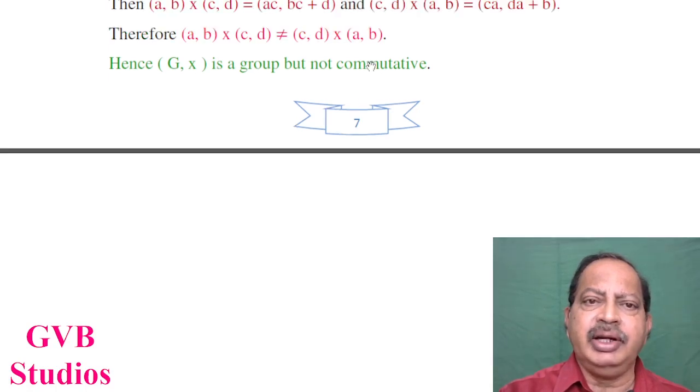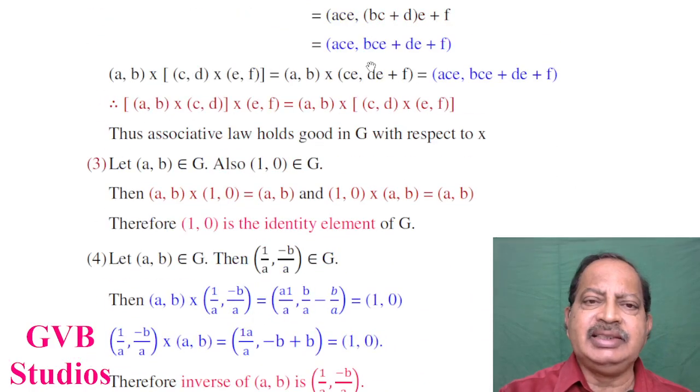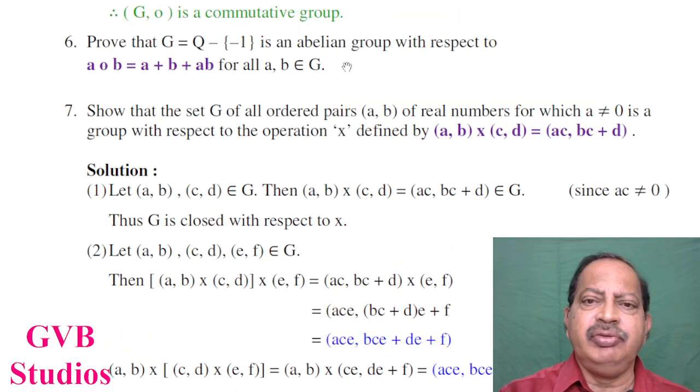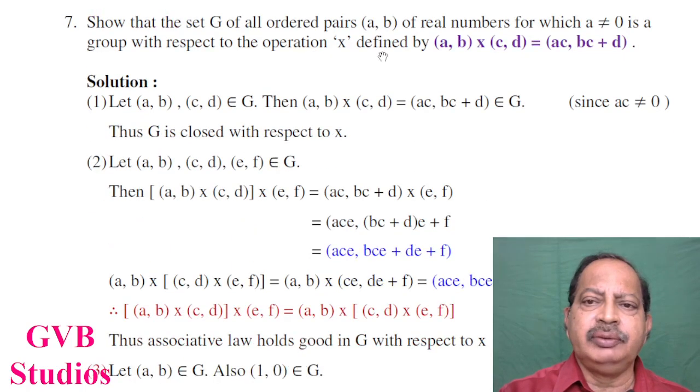This is one important example. If anyone asks, give an example of a non-abelian group, a non-commutative group, the student has to give this example. This is the example for a group but not commutative. Here I am taking a set G of ordered pairs (a, b) of real numbers for which a is not equal to 0 and a binary operation defined (a, b) cross (c, d) is equal to (ac, bc plus d). With this binary operation, G is a group but not commutative. So this is an example of a non-commutative group.